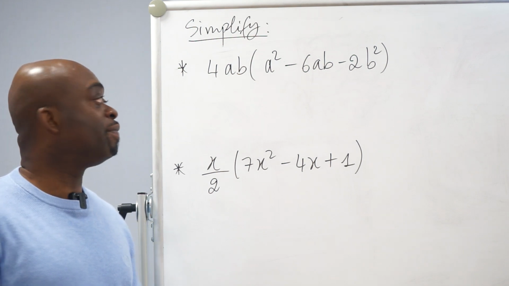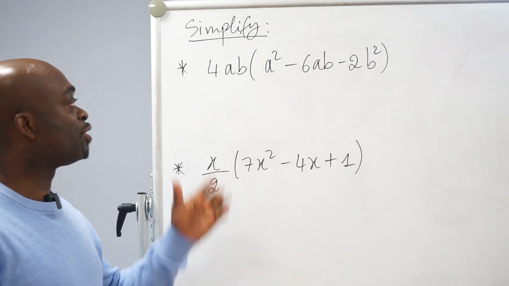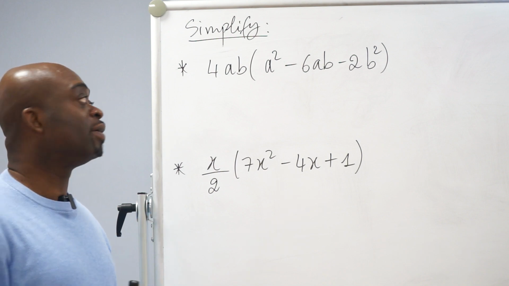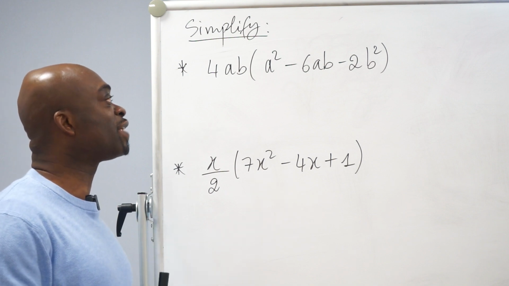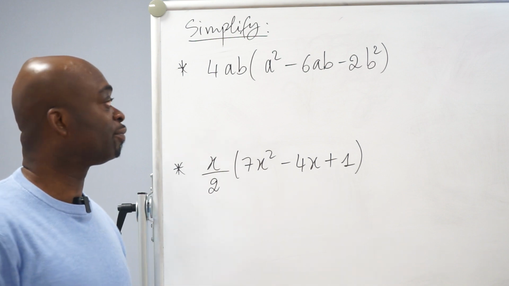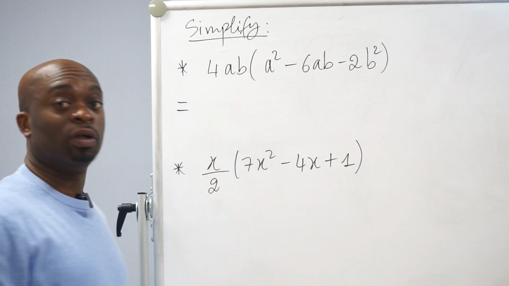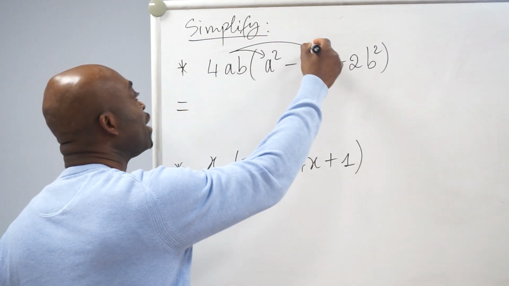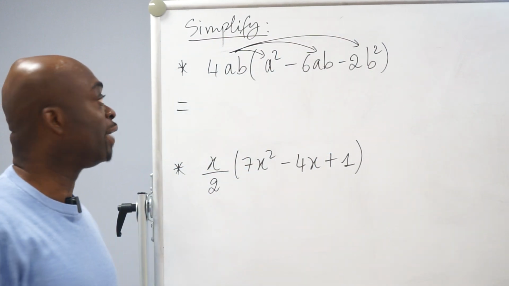Ladies and gentlemen, imagine now that we still want to simplify these problems. As you can see, we have the first question, which is 4ab times the parentheses a squared minus 6ab minus 2b squared. How do we solve for such a problem? We're still going to multiply, because we have to remove the parentheses and combine like terms whenever possible, correct?